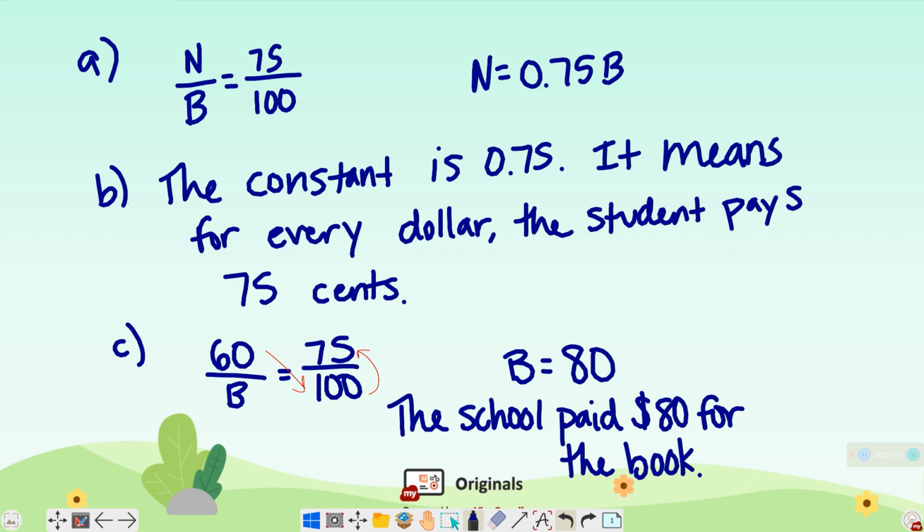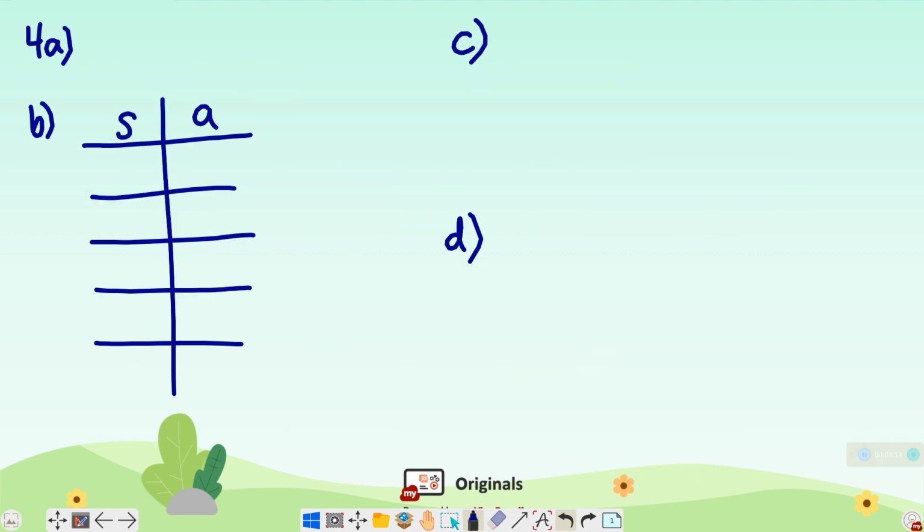Moving on to number 4. Number 4 says, in the month of May, a certain middle school has an average daily absentee rate of 8% each school day. The absentee rate is the percent of students who are absent from school each day. A, write an equation that shows the proportional relationship between the number of students enrolled in the middle school and the average number of students absent each day during the month of May.